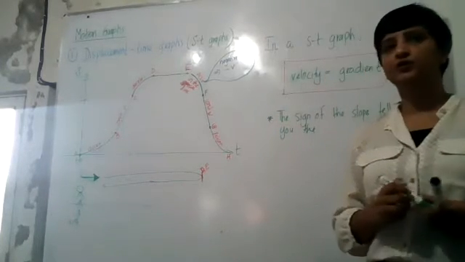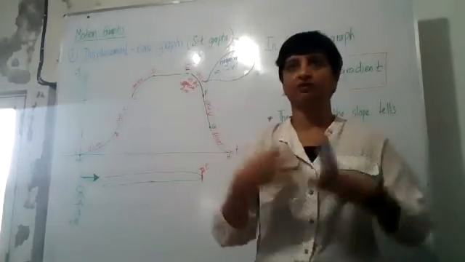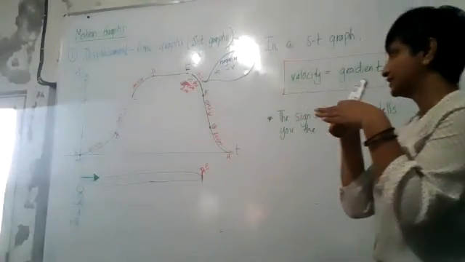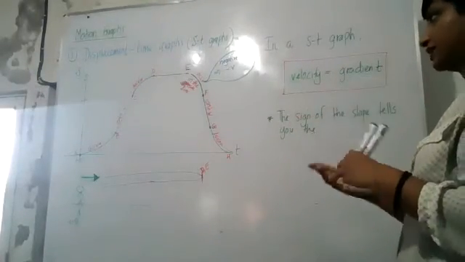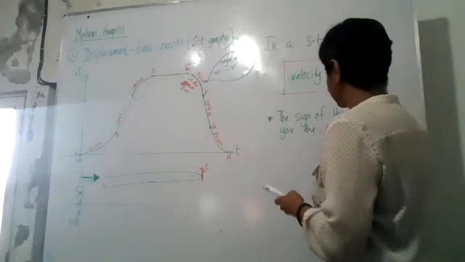Remember, we are studying only the motion in a straight line. So only two directions you can have, going forward or backward. In one direction along the straight line, in the opposite direction along the same straight line. So those two directions are indicated with plus and minus. So the sign of the slope tells you the direction of motion.